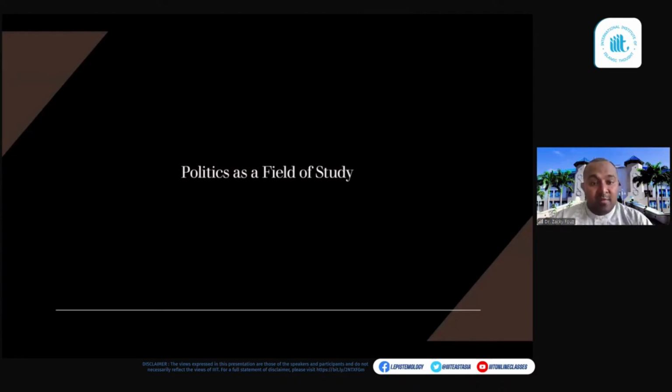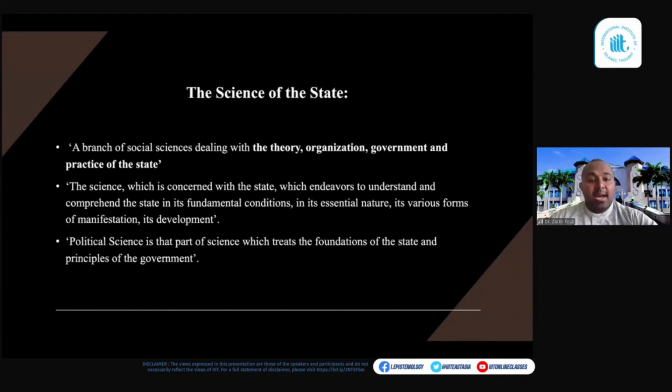So now I'm moving to my second part, defining politics as a field of study. Before that, we looked at politics as an act. Now we are moving to the second part, politics as a field of study. Here I have provided three important definitions to define politics, or you can take these as definitions of political science. Political science is the specific field of study that analyzes and explores the political phenomenon.